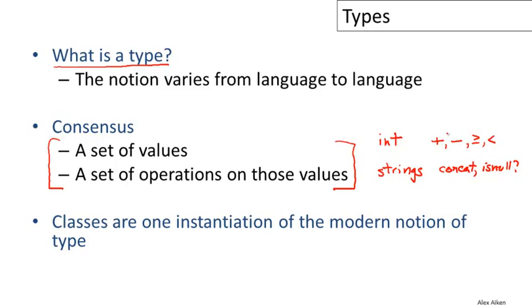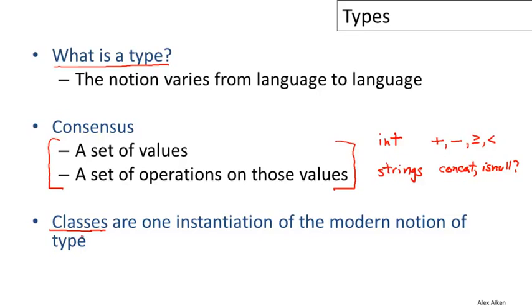So in modern programming languages, types are expressed in a number of different ways. In object-oriented languages, often we see classes being the notion of type. So particularly in COOL, the class names are the types. With one exception, called self-type, the class names are exactly the types.